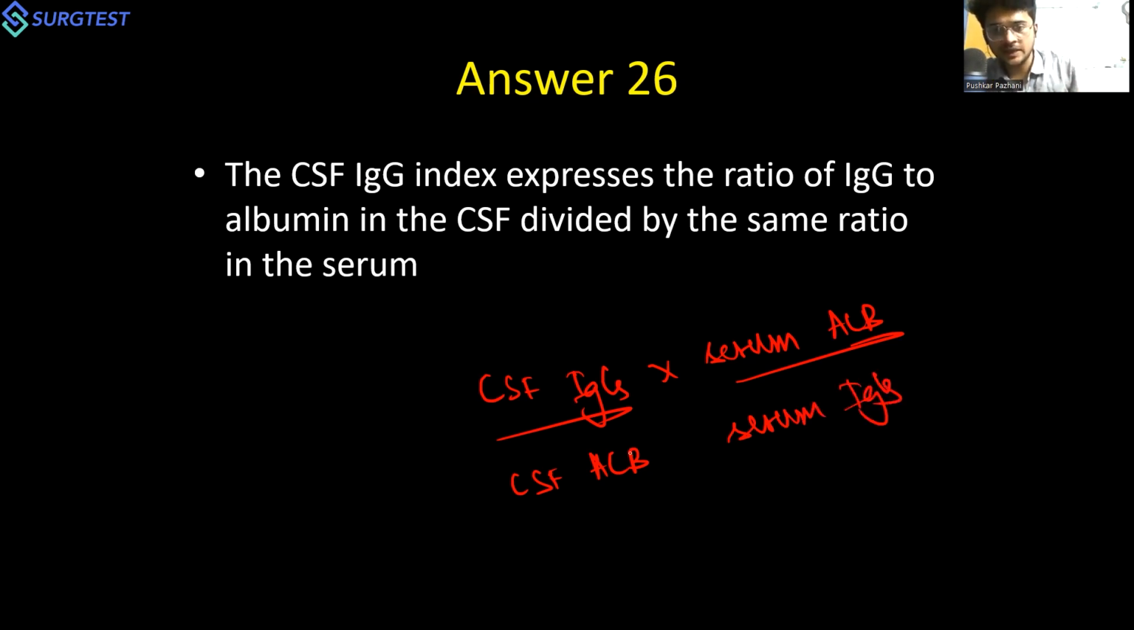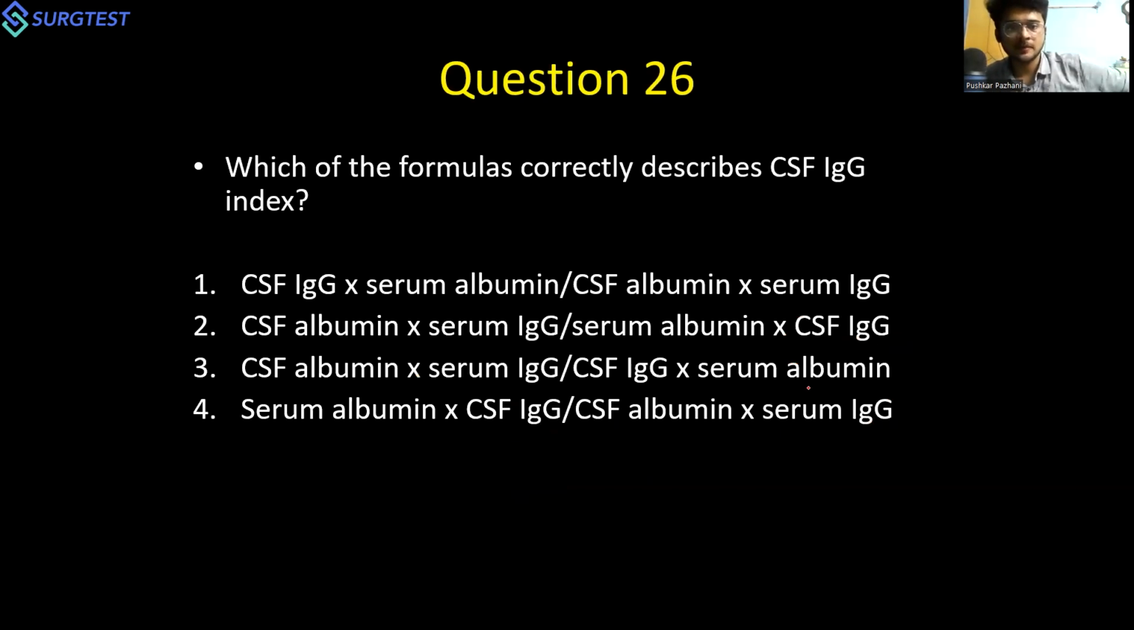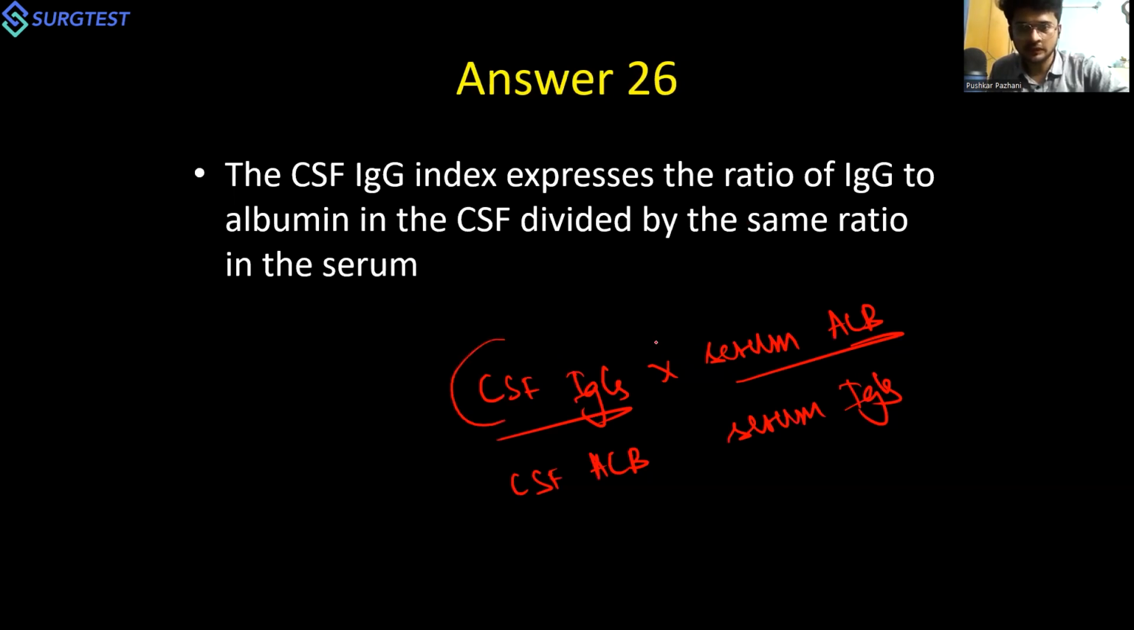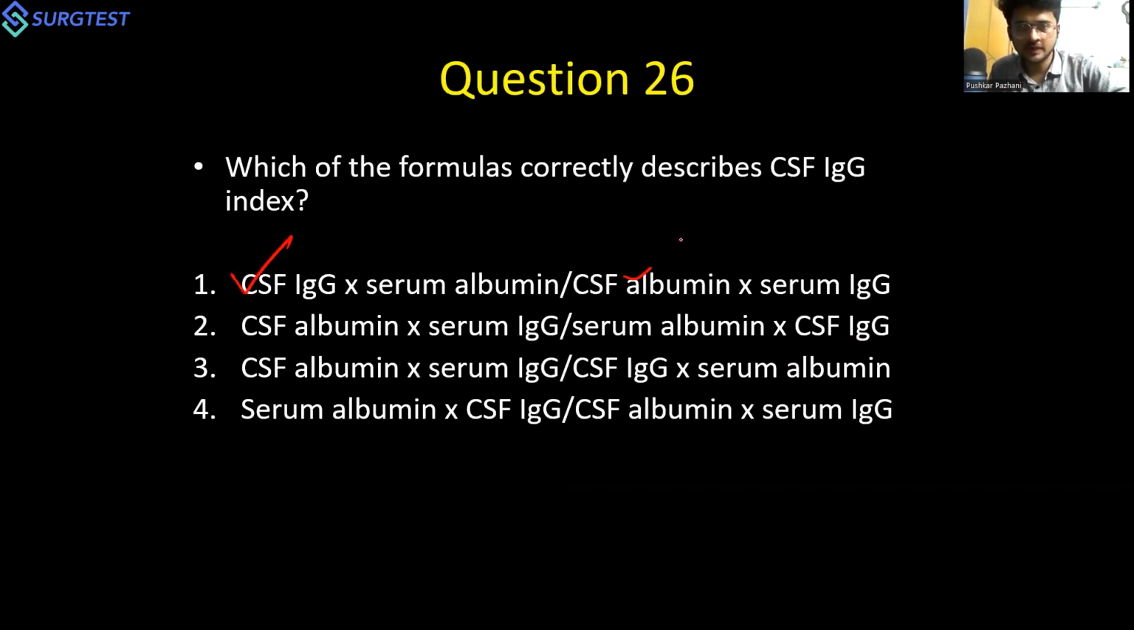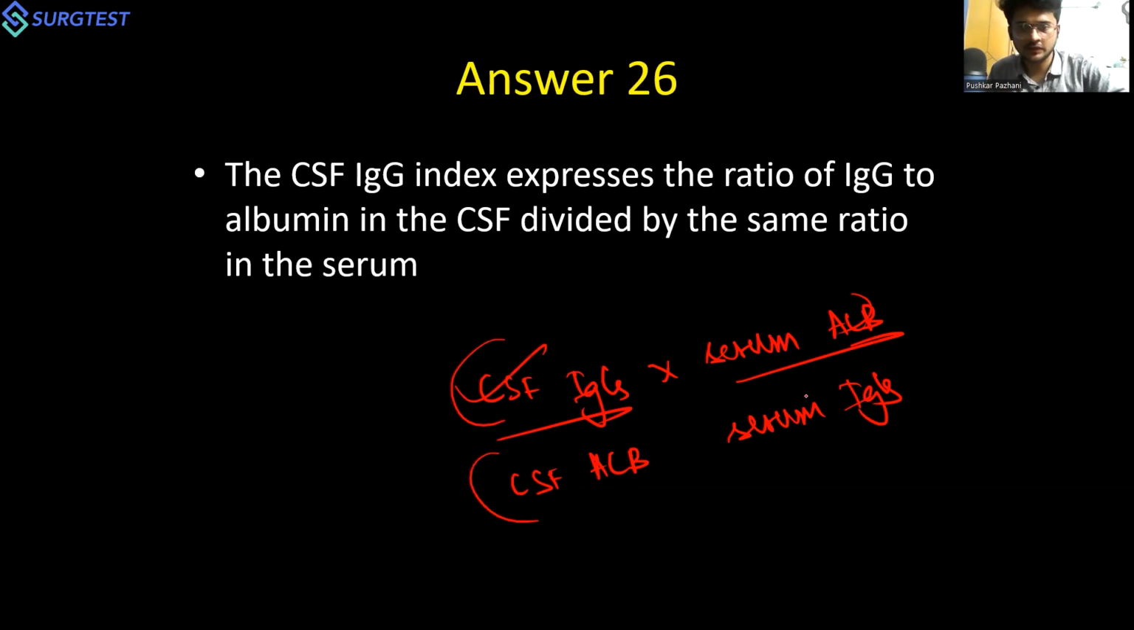So the CSF IgG index is what you're looking for. First you put CSF IgG divided by CSF albumin, and then you multiply it by the inversion of the serum, that is serum albumin divided by serum IgG. So what's the answer? Yes. It is CSF IgG into serum albumin, divided by CSF albumin into serum IgG. Yes. Okay, so factual question.